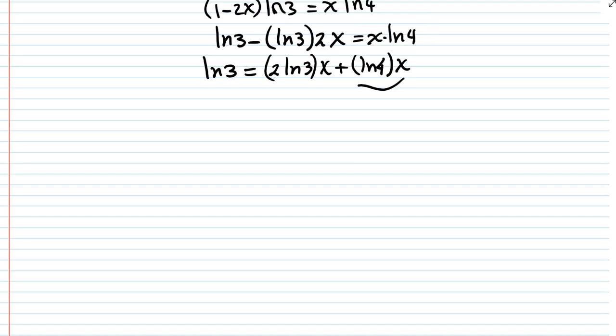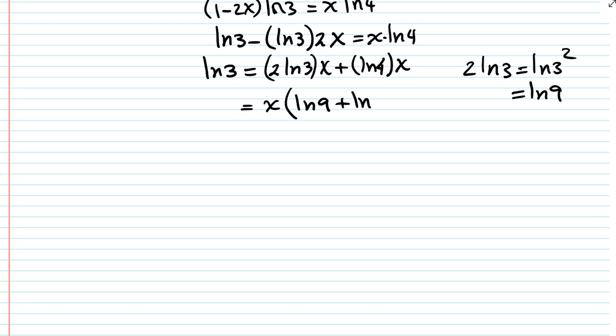Okay, now I can factor an x here. Factor the x, so what do I have? I have 2 ln of 3. Well, 2 ln of 3, isn't that ln of 3 squared when you move the 2 to the exponent of 3? And 3 squared is 9, so that's ln of 9. Okay, therefore I can write this as natural log of 9 plus natural log of 4. On the left I have ln of 3.